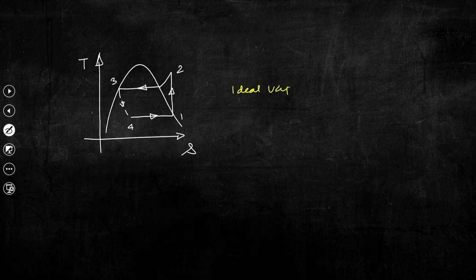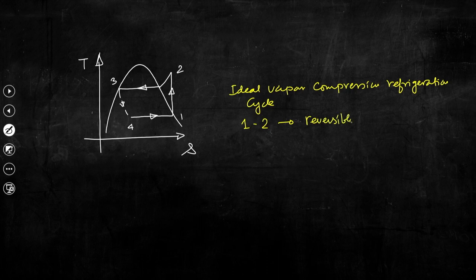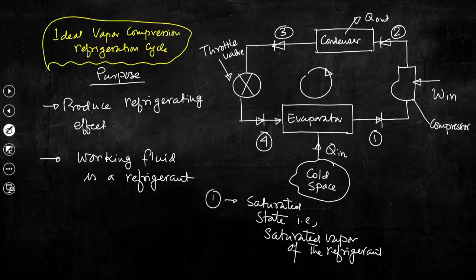because this ideal vapor compression refrigeration cycle, this 1 to 2 is basically reversible adiabatic compression. So, this is dry compression. Why is it dry? Because try to understand, the refrigerant or working fluid available at the inlet of this compressor is saturated. It is not a two phase mixture. So, basically it is called dry compression.